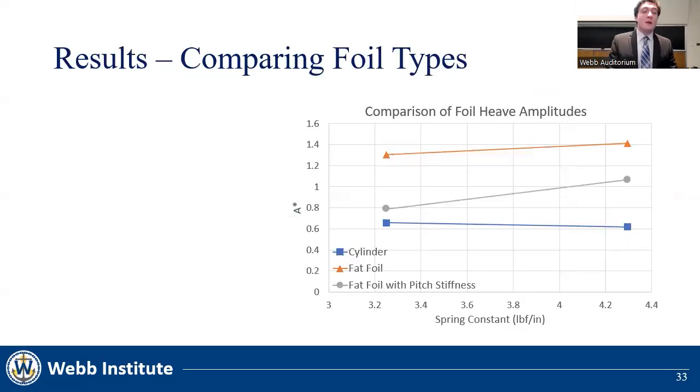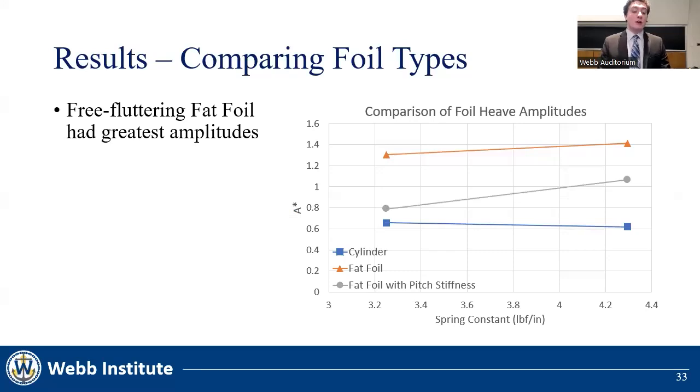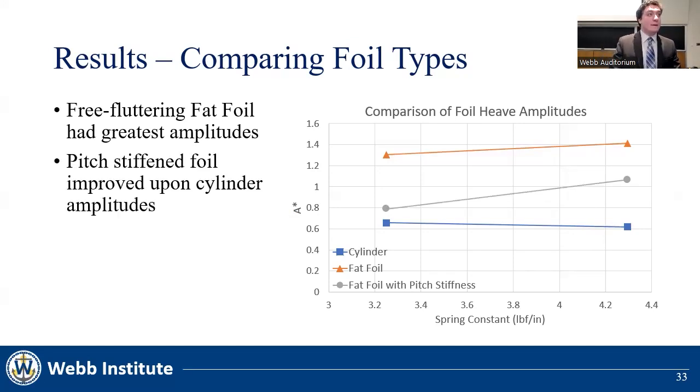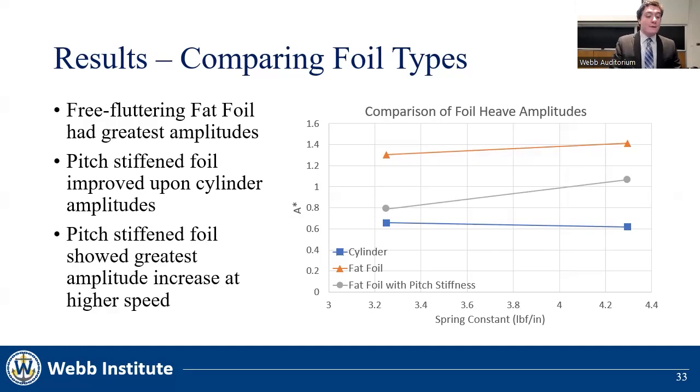To compare the foil types, the graph is shown above, where the y-axis is the non-dimensionalized amplitude, A star, and the x-axis is the spring stiffness in pounds-force per inch. We tested each of our foils at 2 consistent spring constants, so you can see them displayed here. The free fluttering fat foil, shown in orange or the triangle data set, had the greatest amplitudes, over double the cylinder amplitudes. The pitch stiffened foil improved upon the cylinder amplitudes, but was not as good, likely due to being unable to come into complete resonance, as mentioned before. Furthermore, the pitch stiffened foil showed the greatest amplitude increase at higher speed relative to the lower speed tested.